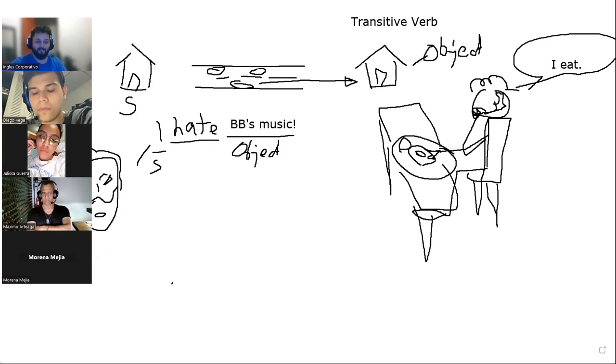transit, right? Guys, do me a favor. Please keep muted if you're not participating because of the noise in the background, right?